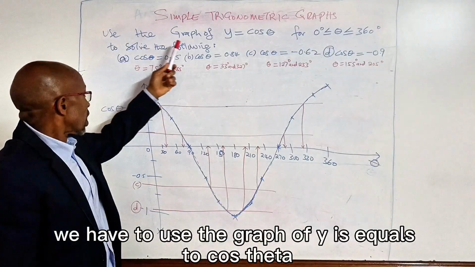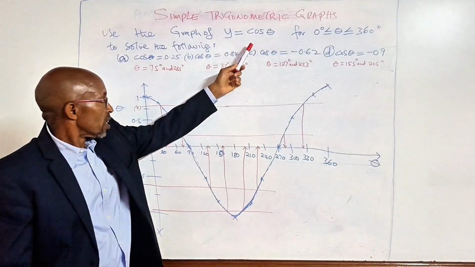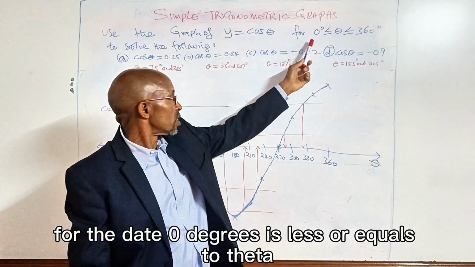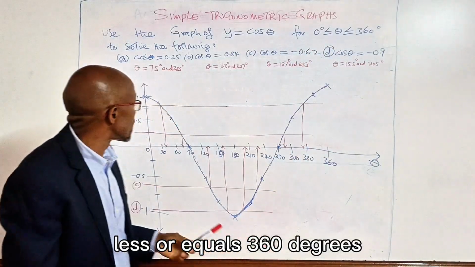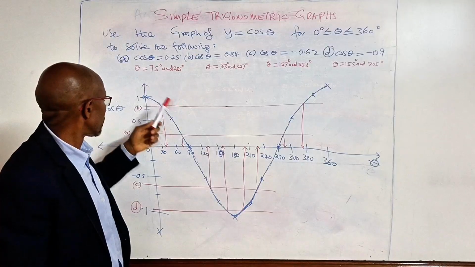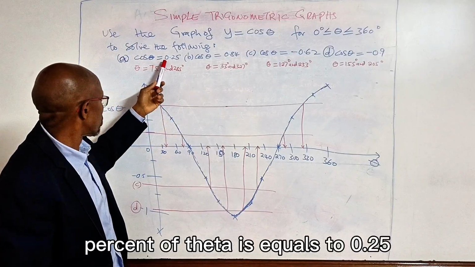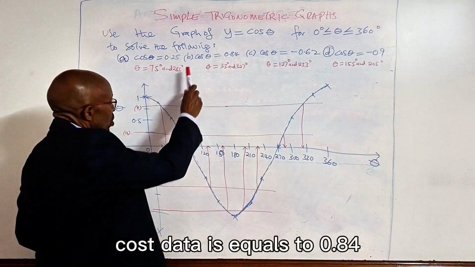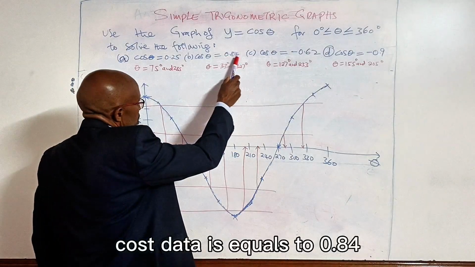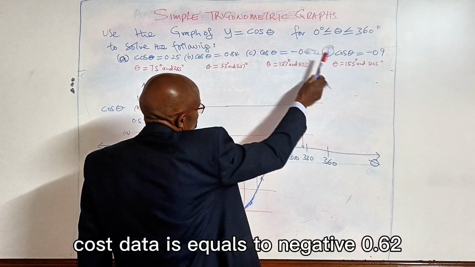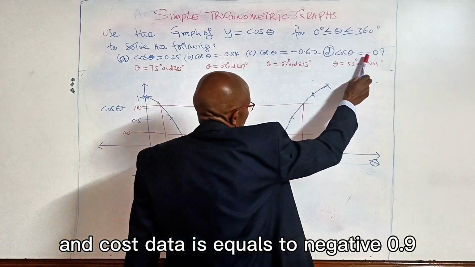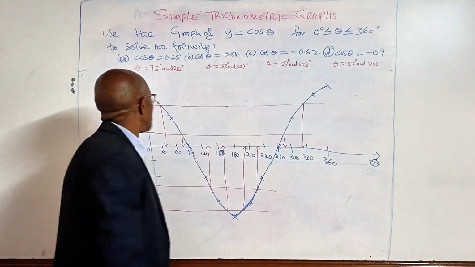We need to use the graph to solve various questions, like the following examples. We are asked to use the graph of y is equal to cos theta for the range 0 degrees is less than or equal to theta, less than or equal to 360 degrees, to solve the following. Cosine of theta is equal to 0.25, cos theta is equal to 0.84, cos theta is equal to negative 0.62, and cos theta is equal to negative 0.9.